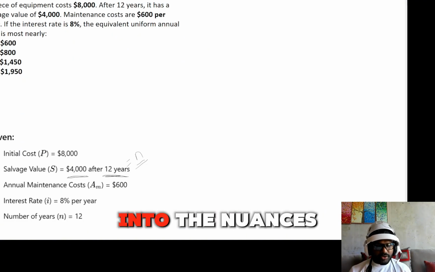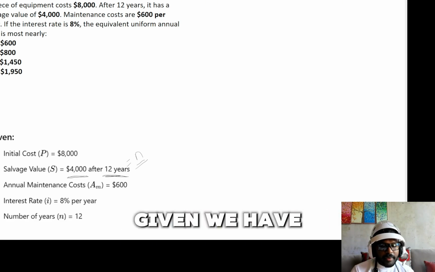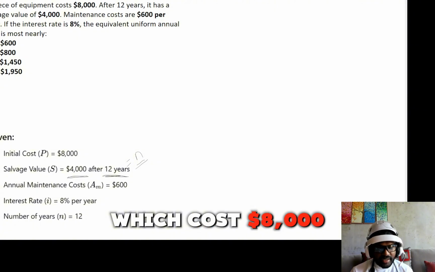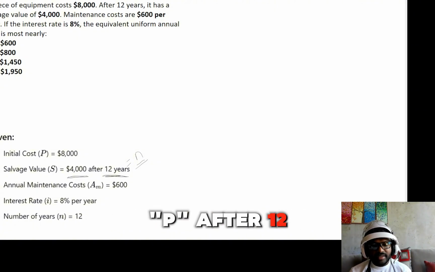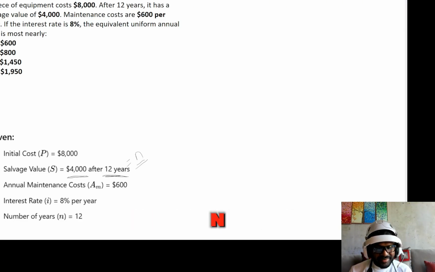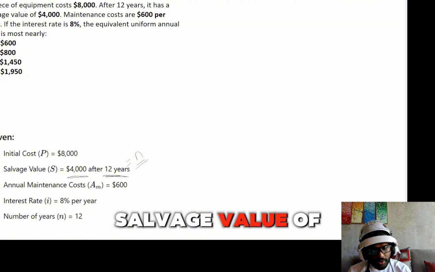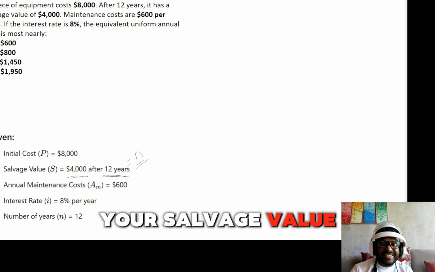Before we get into the nuances of this problem, let's understand the given. We have the piece of equipment which costs $8,000. That 8,000 is your initial cost P. After 12 years, so this 12 years is your number of years N, it has a salvage value of $4,000. This 4,000 is your salvage value S.